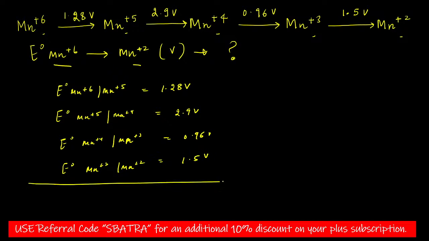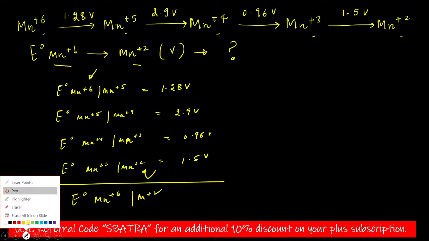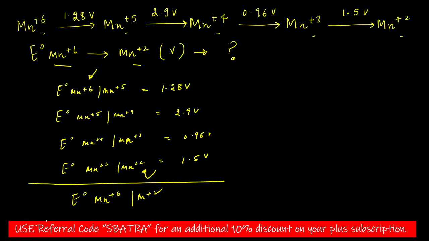And what you have to find out is E naught for Mn6+ to Mn2+. That means you have to start from here and get here. If I use the direct method to cancel out the values, this will be cancelled out, and this and this. If I expand these equations, all these intermediate species will be cancelled out and I'll be left with only Mn6+ taking 4 electrons, which will give Mn2+. So this is going to be our final equation.